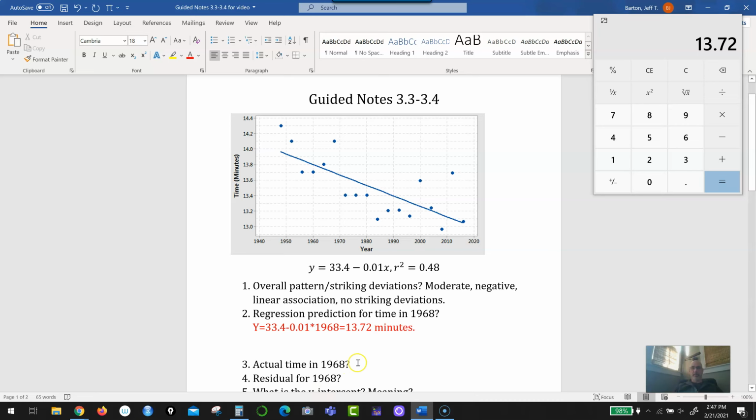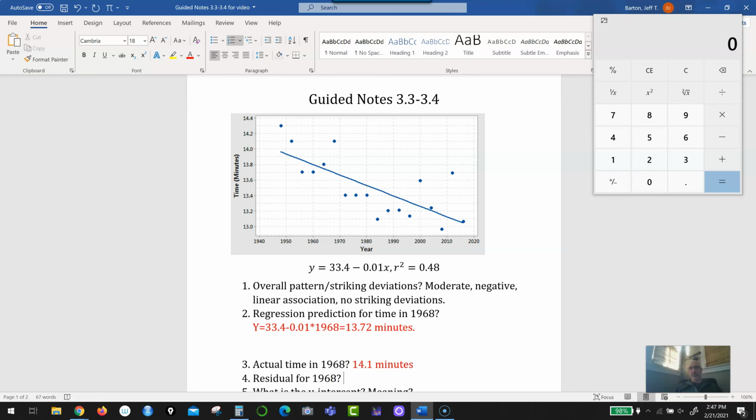So if you're making a prediction with the regression equation, what that means is you're plugging something into the regression equation. In this case, it was plugging in 1968. Now, in 1968, we actually have a data point, and that data point is this one here. And if I go across, it looks like the time in 1968 was about 14.1 minutes. So an estimate, just reading off the scatter plot, is 14.1 minutes.